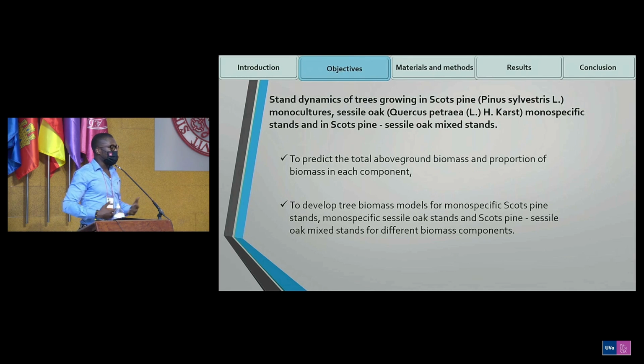Our objective, this brought us to the main objective of our work, which, as I said, is to know whether there is an effect of mixture on the tree allometry. So when we have a mixture, is there a difference between the tree allometry of pure and mixed or not? That's the main objective of our work. Our work will also help us to predict the total above ground biomass and its proportions of biomass in each component. And the components I considered here are just the branches, the stem, and the leaves.